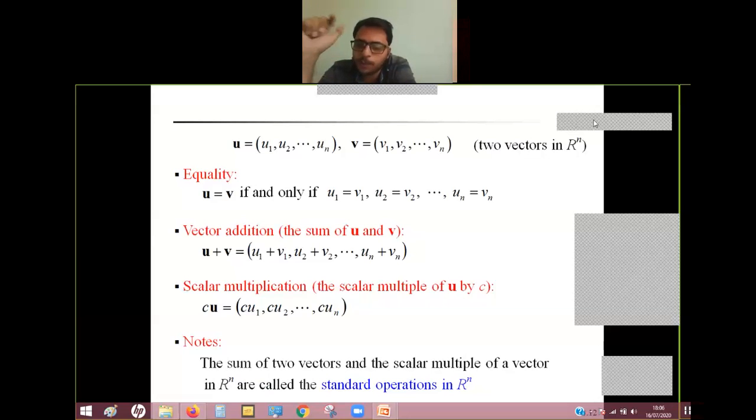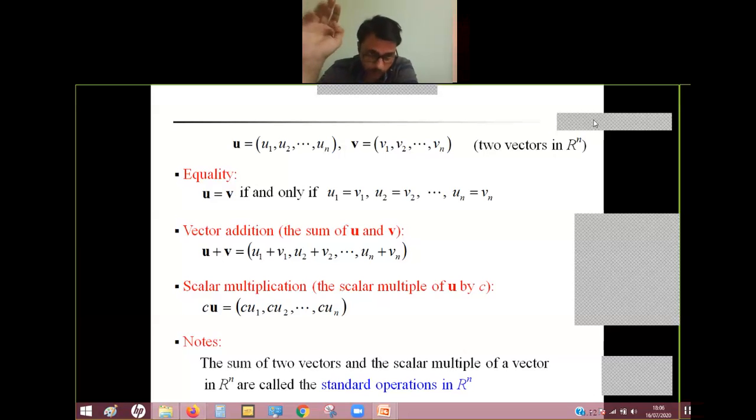Now there are a few operations on vector spaces, which are called standard operations in vector space or in Rn. We have to identify which operations are important. Out of these two to three operations, only two are very important.